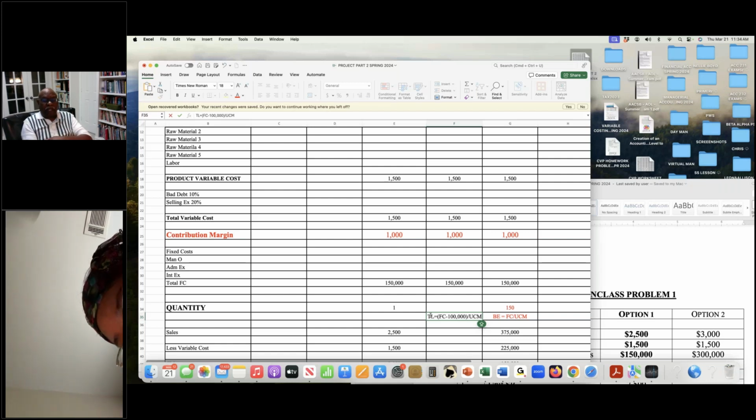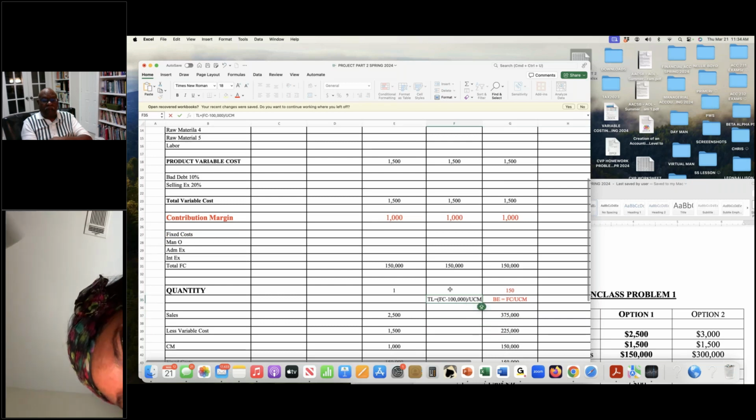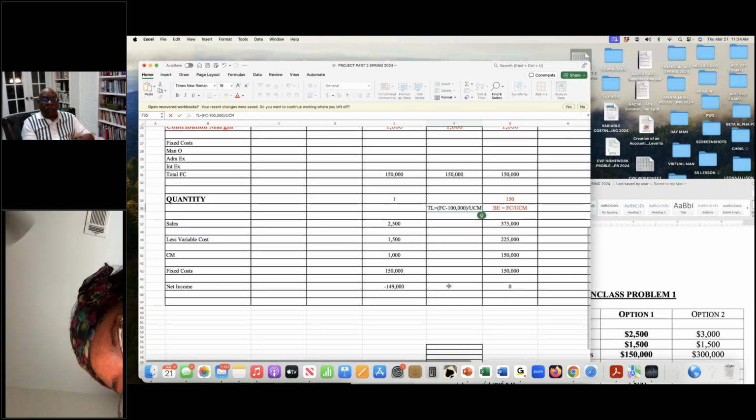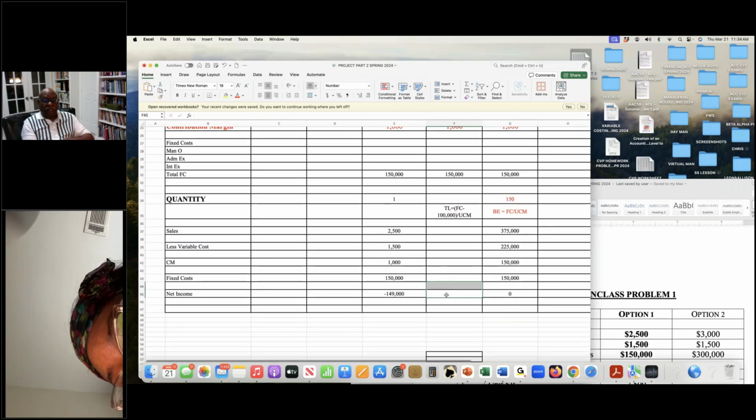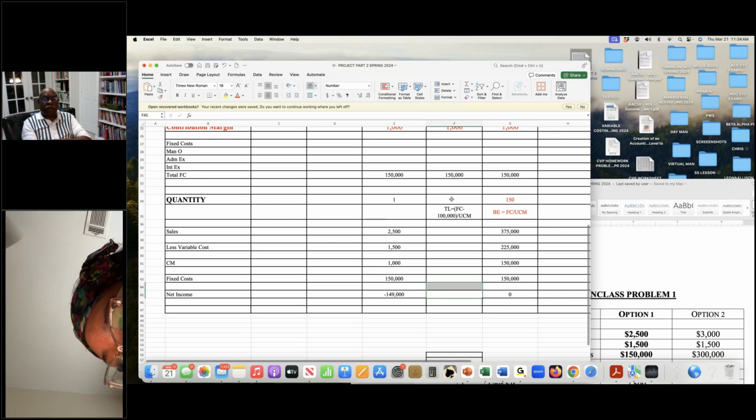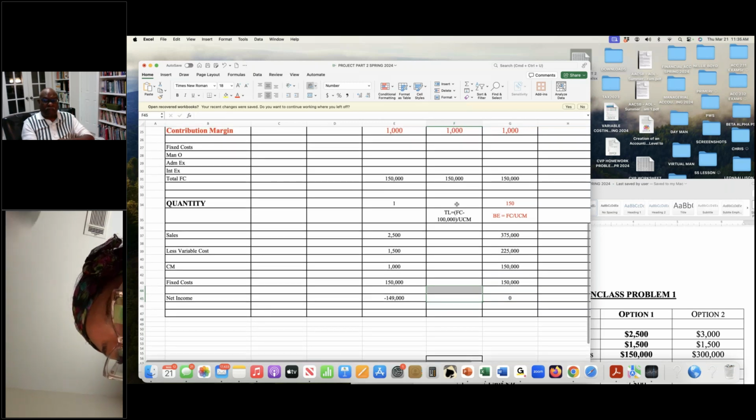This is the formula that we're going to use to say when we put a number in here, the loss down here is going to be 100,000. So what number when we put it in here is going to produce a minus 100,000? Got it? So what's the quantity that's going to produce that number?